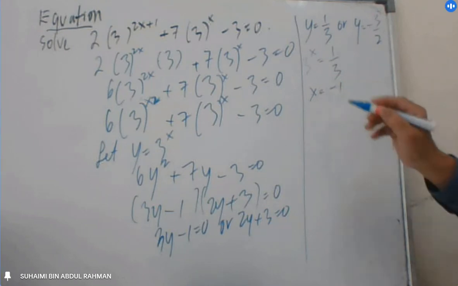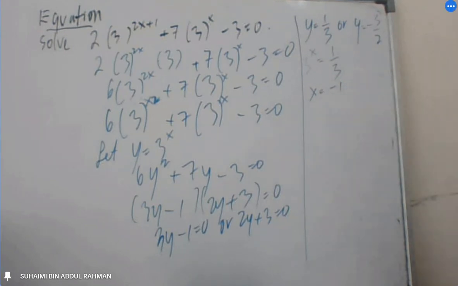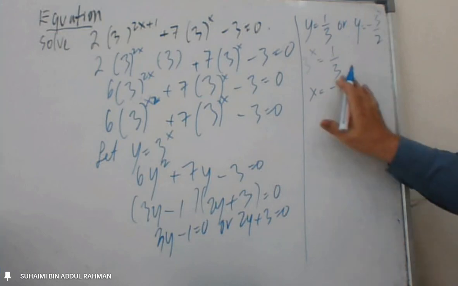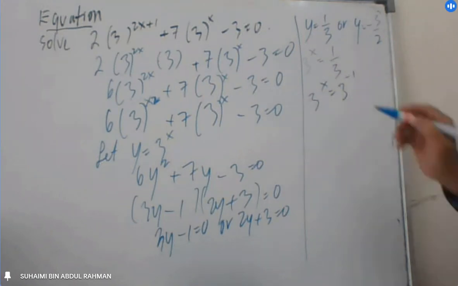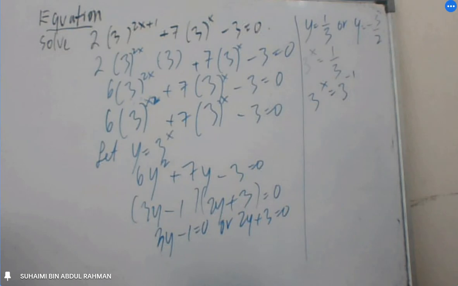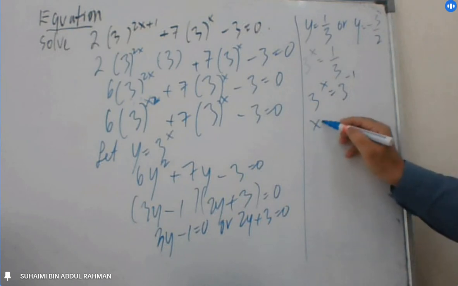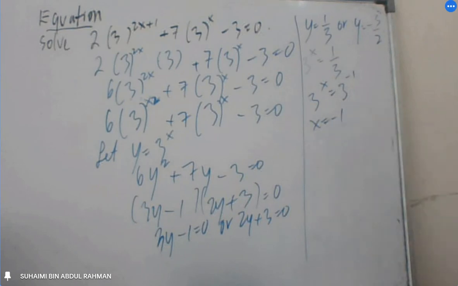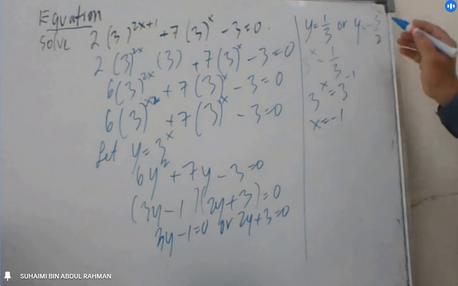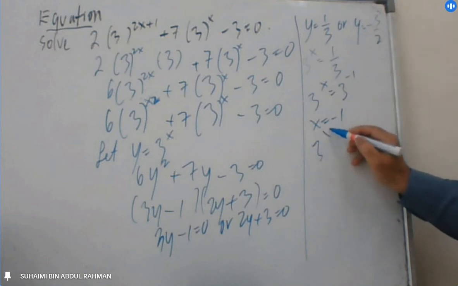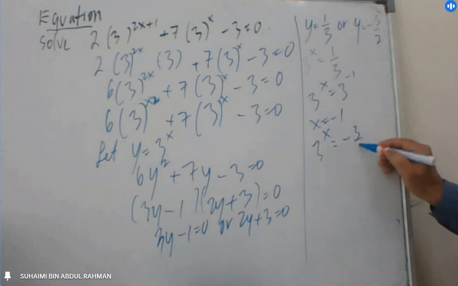How do you get x is -1? 3 bring it up, becomes 3 power of -1. So 3 to the power of x is 3 to the power of -1. Yes, x is -1. From the right, 3 to the power of x is -3/2.